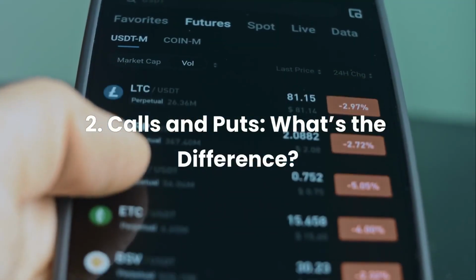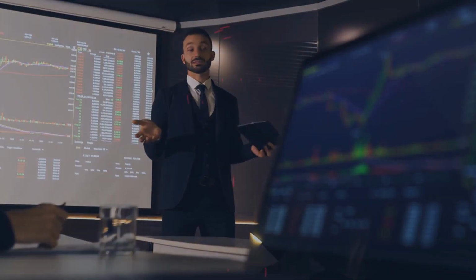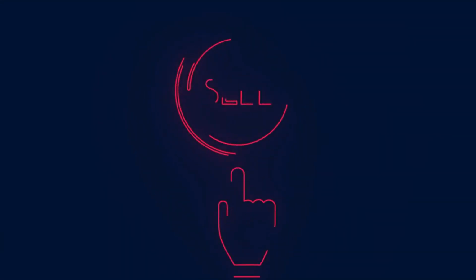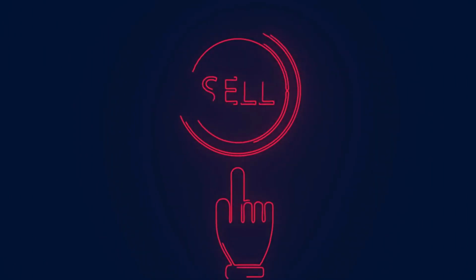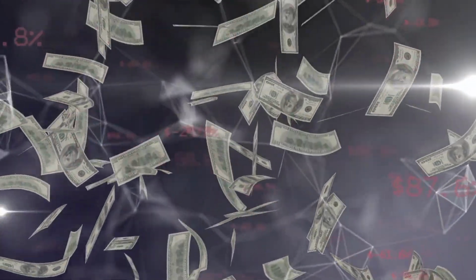2. Calls and puts. What's the difference? Calls and puts serve different purposes in options trading. A call option gives you the right to buy a stock at a certain price within a specific time frame, useful if you expect the stock's price to rise. Conversely, a put option allows you to sell a stock at a set price, which can protect you from losses if the stock price drops.